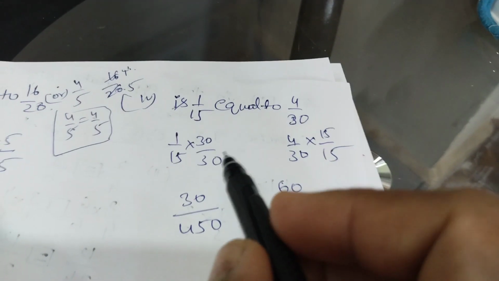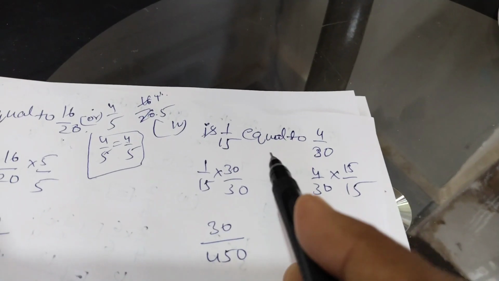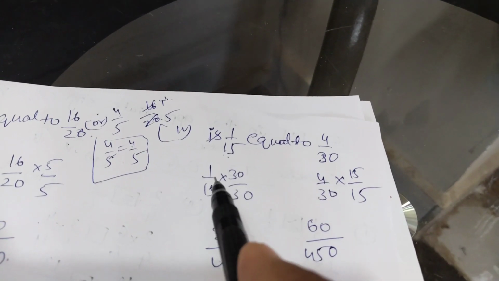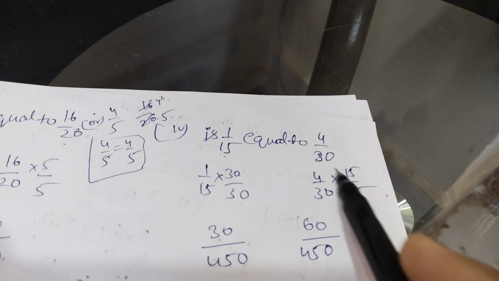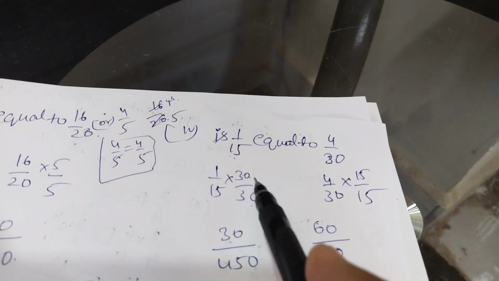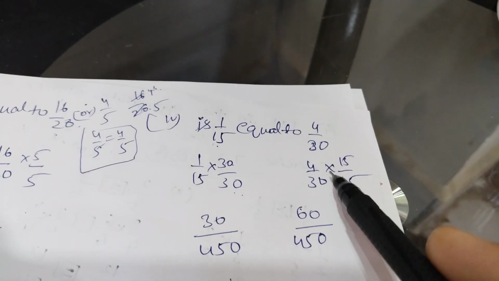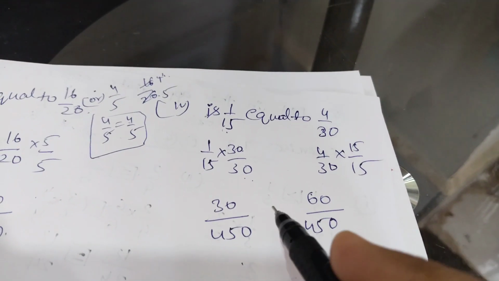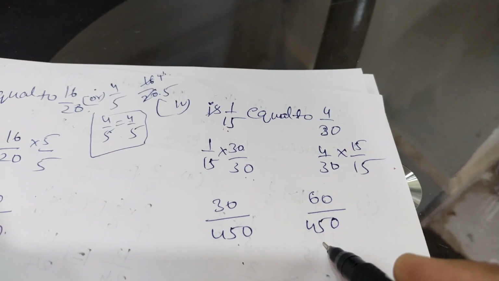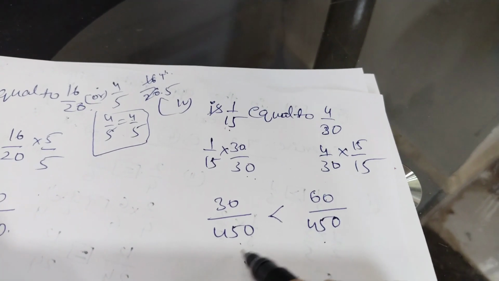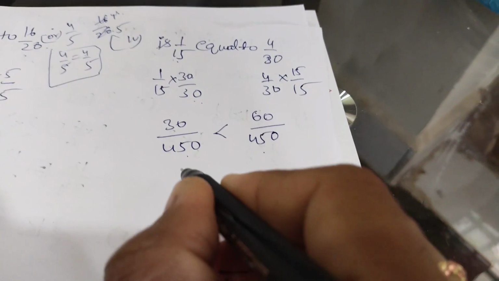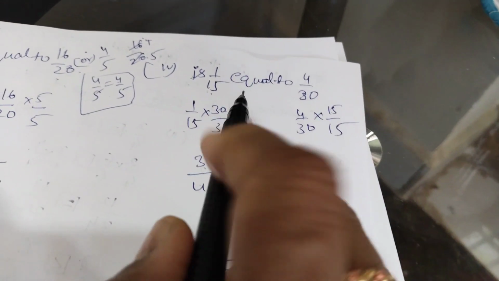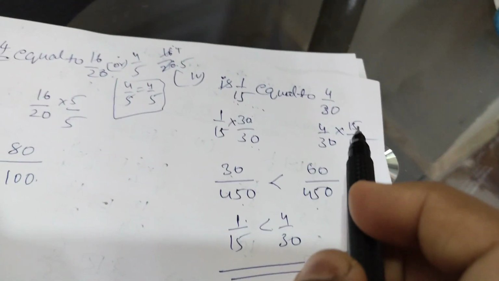Okay, is 1 by 15 equal to 4 by 30? So these two fractions are unlike fractions. I am going to convert these two fractions into like fractions. So I am multiplying the first fraction with 30 and the second fraction with 15. So 1 30s are 30 by 15 30s are 450, and 4 15s are 60 by 30 15s are 450. So 30 by 450, 60 by 450. So 60 is bigger. So 30 by 450 is less than 60 by 450, and 1 by 15 is less than 4 by 30. So the answer is 1 by 15 not equal to 4 by 30.